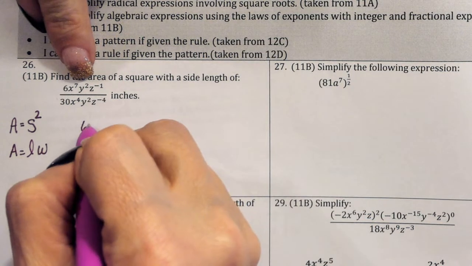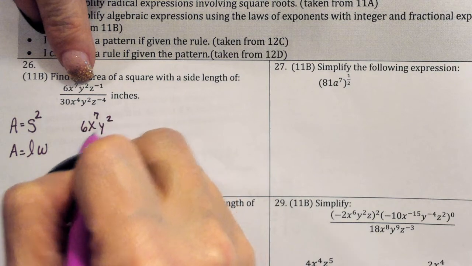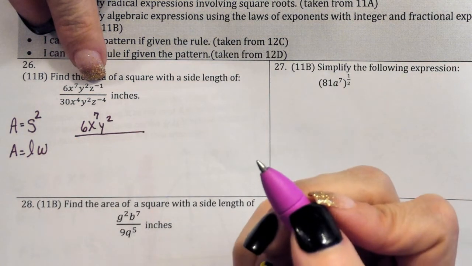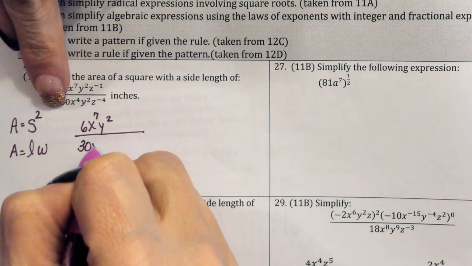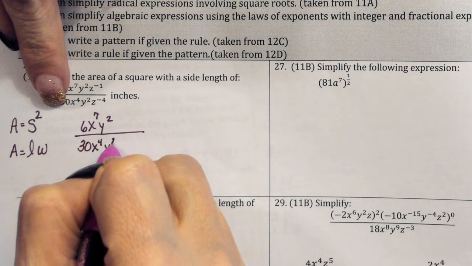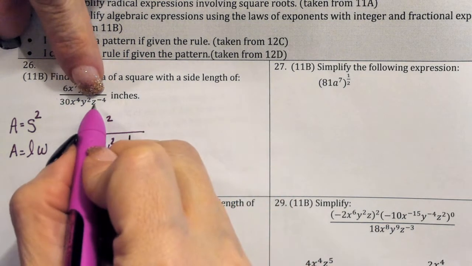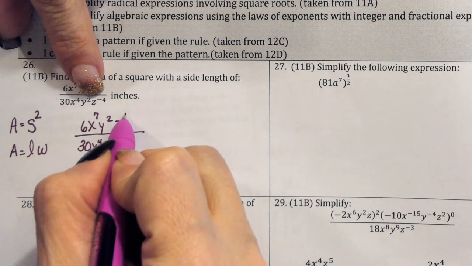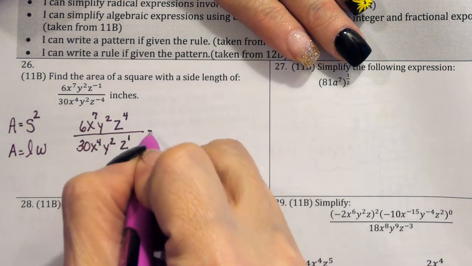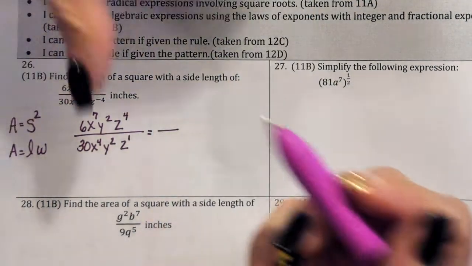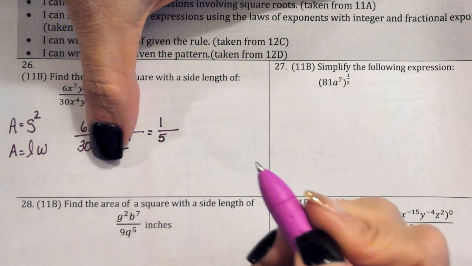So I'm going to rewrite this, but as I write it, I'm going to simplify a little bit. X to the 7th y squared. Negative exponents are in the wrong spot, so I'm going to go ahead and put my 30 here. X to the 4th y squared. Z to the negative 1 needs to move to the bottom and become positive 1. Z to the negative 4 needs to move up and become positive. Before I do any of this, I'm going to simplify. 6 over 30 is like 1 over 5.